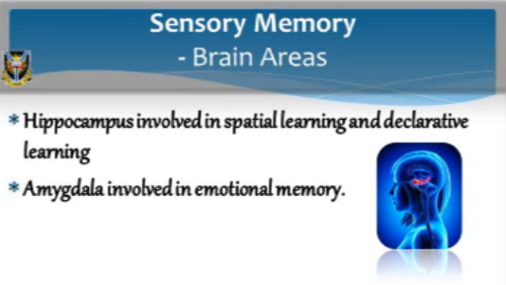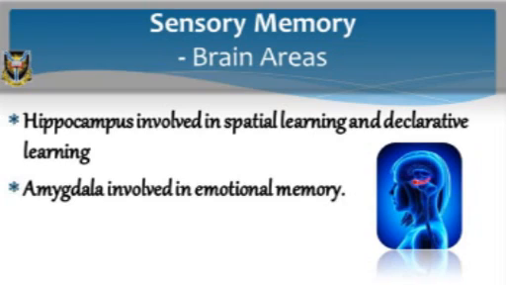Brain areas such as the hippocampus, the amygdala, the striatum, or the mammillary bodies are thought to be involved in specific types of memory. The hippocampus is believed to be involved in spatial learning and declarative learning, while the amygdala is thought to be involved in emotional memory. Damage to certain areas in patients and animal models and subsequent memory deficits are a primary source of information.